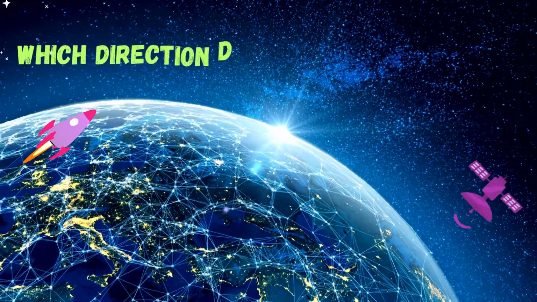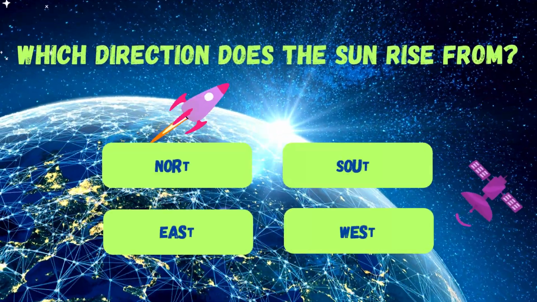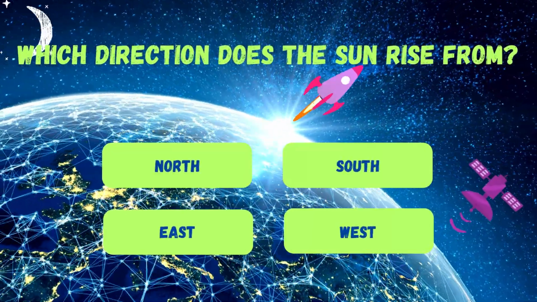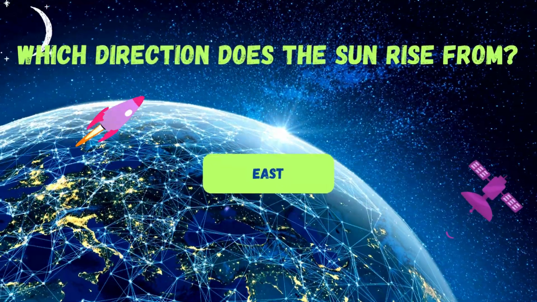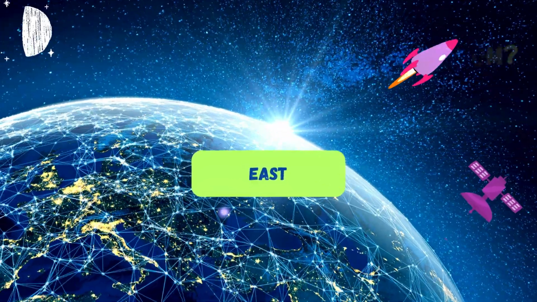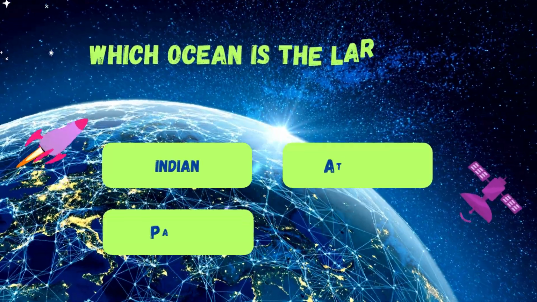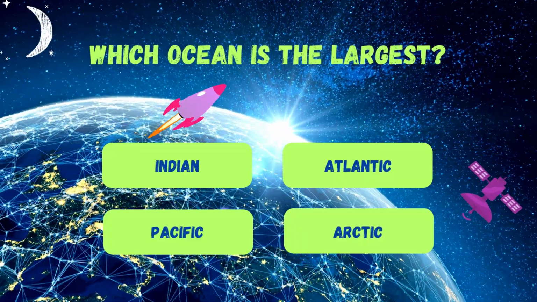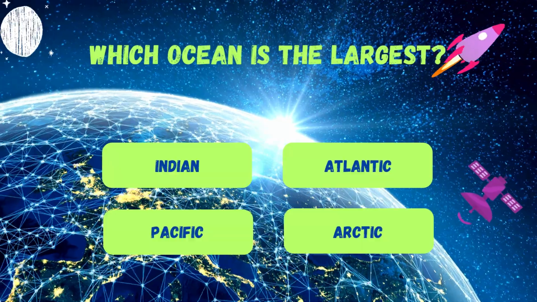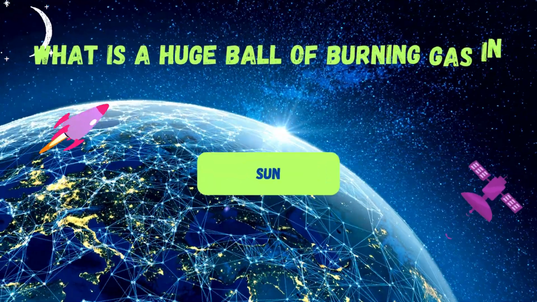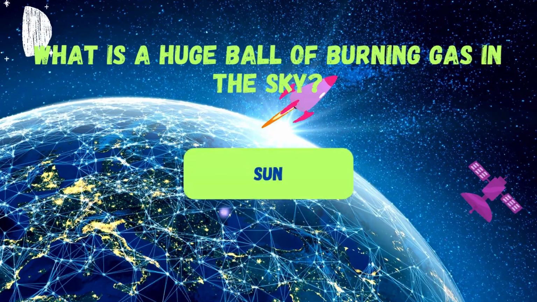Which direction does the sun rise from? Is it north, south, east or west? The sun rises in the east. Which ocean is the largest? Is it Indian, Atlantic, Pacific or Arctic? The largest ocean on Earth is the Pacific Ocean.